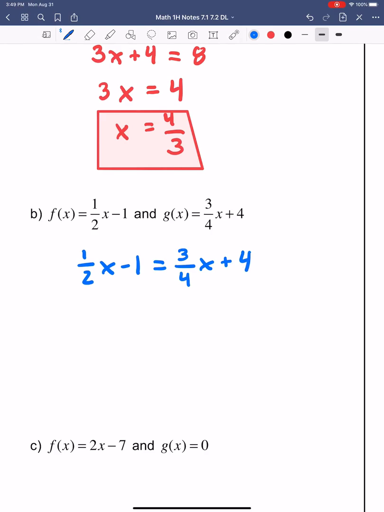Notice for this one, we've got some nasty fractions, so I'm going to use the fraction bomb method. Remember, the LCD for my denominators in this case would be 4, right? That's the least common denominator, would be 4. So I'm going to multiply all the numerators by 4, because that's the LCD there.